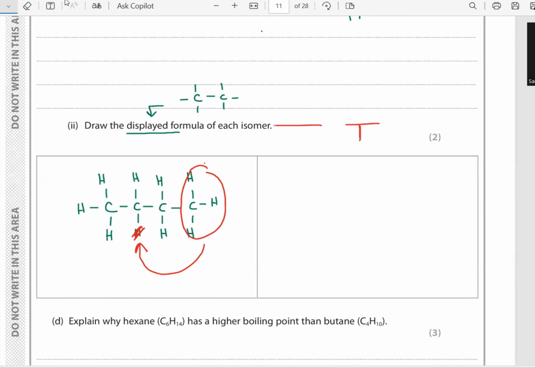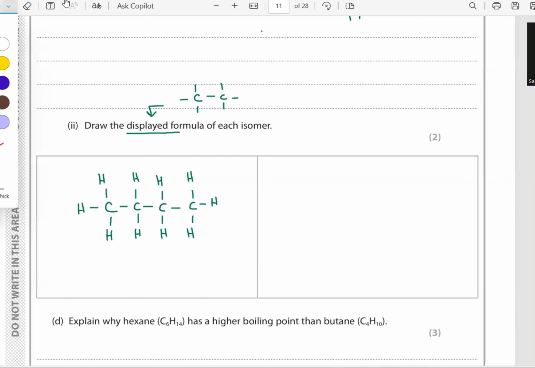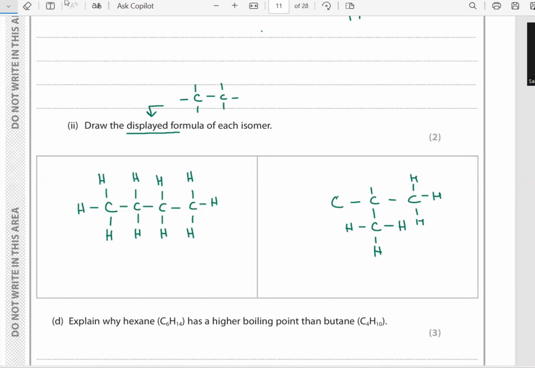Let's see. I will erase this. Okay, let's draw the isomer. In the main chain, we will use three carbons now. One, two, three. And this is a branch. Now we will complete the hydrogens. Make sure each carbon is making four bonds, not more, not less. You have to take care of this. If you focus, every carbon is making four bonds. So this is how we will draw the two isomers of butane.